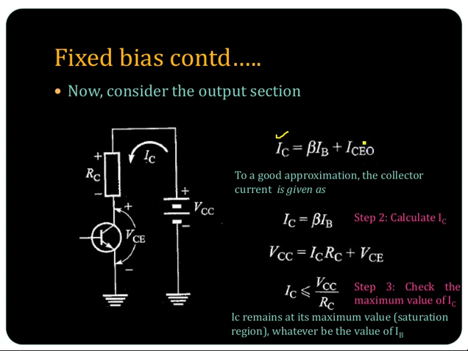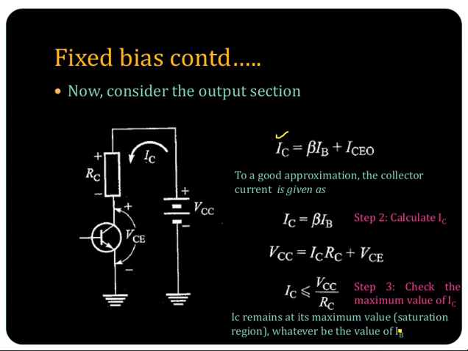This ICEO is very small. Though it is not as small as ICBO, it is still a small value compared to the collector current value. So you can make an approximation here: IC is equal to beta times IB. But there is a limitation here. This is a biasing circuit. You have VCC and RC here.